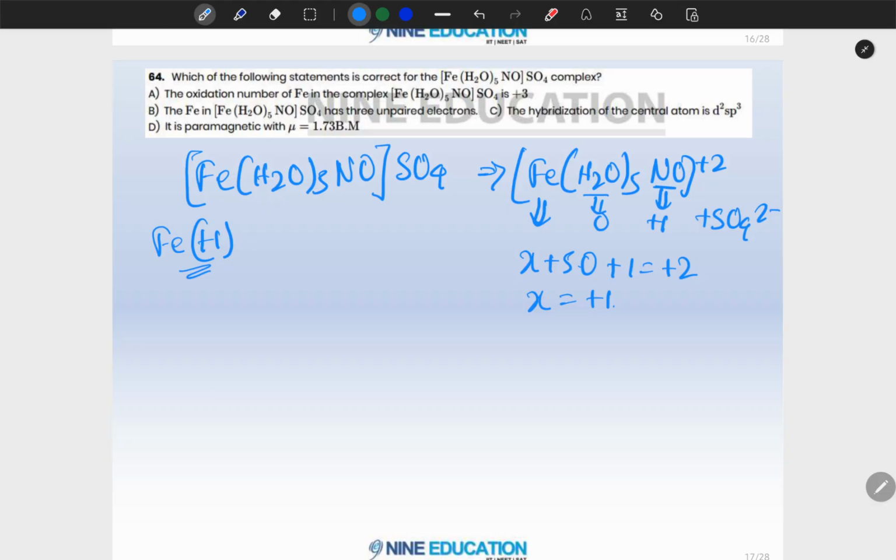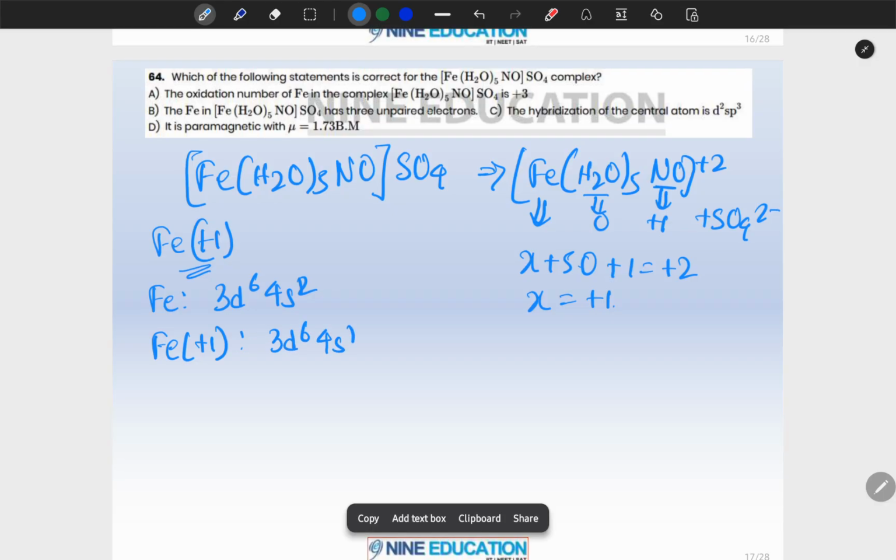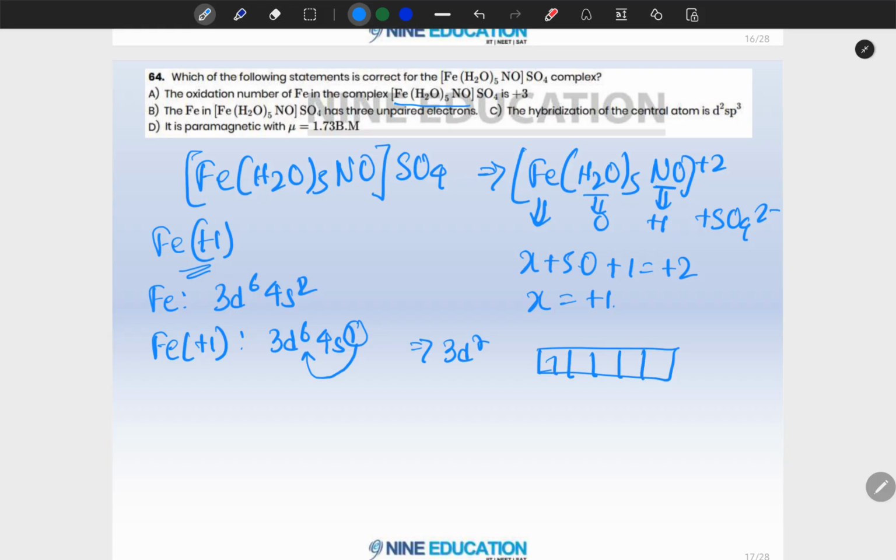So for iron in +1, what will be the electronic configuration? We know for iron the electronic configuration is 3d6 4s2. Now in Fe+1, the resultant electronic configuration will be 3d6 4s1. Now this complex is actually an octahedral complex, right? Because 6 monodentate ligands are present. So the electron in the 4s orbital will be shifted to the lower energy 3d orbital, right? So after that, the configuration will be 3d7. So this is the representation 1, 2, 3, 4, 5, 6, 7.